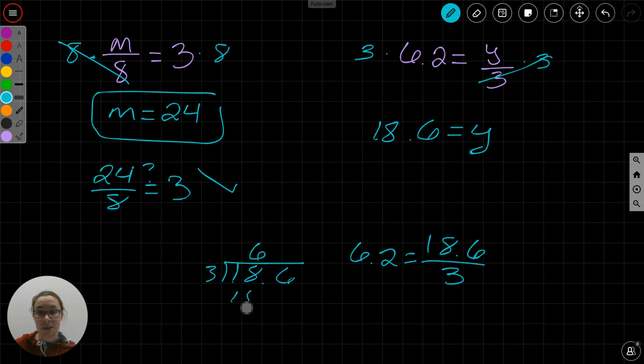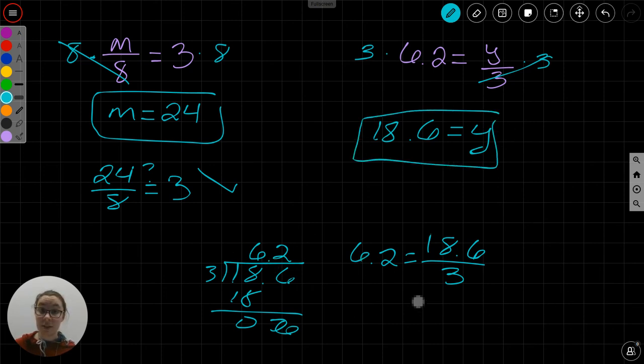6 times 3 is 18. Subtract, 0. Bring down the 6. 3 is in there 2 times. Bring up the decimal. Yes, we are correct. And we have our solution by multiplying. To undo division, you multiply.